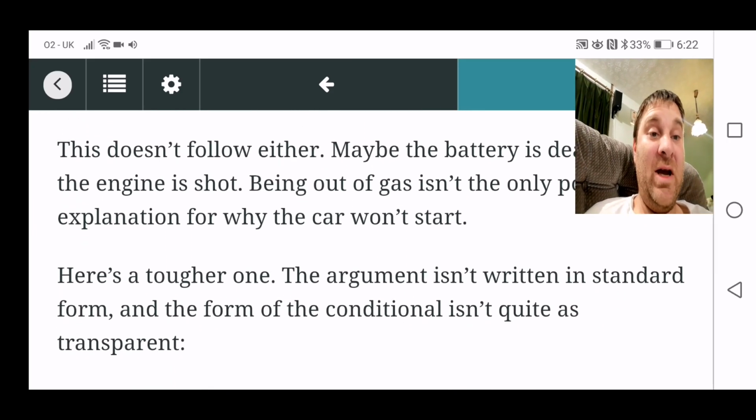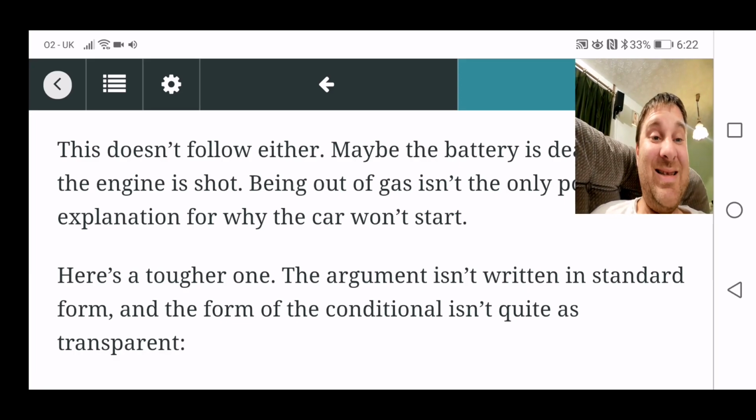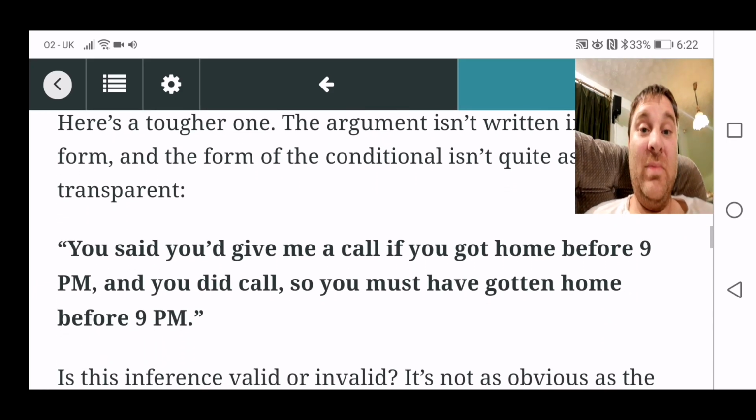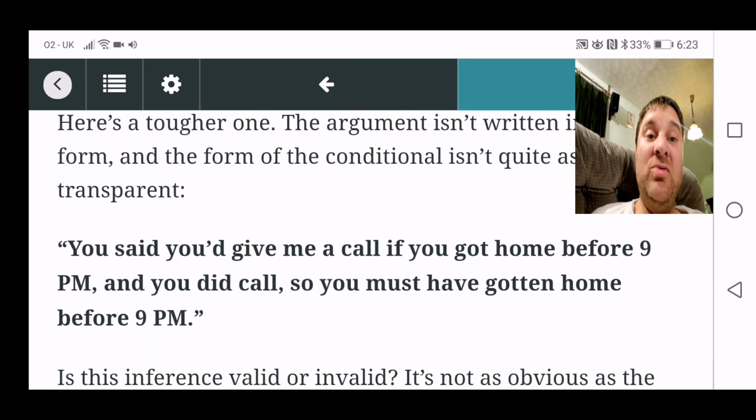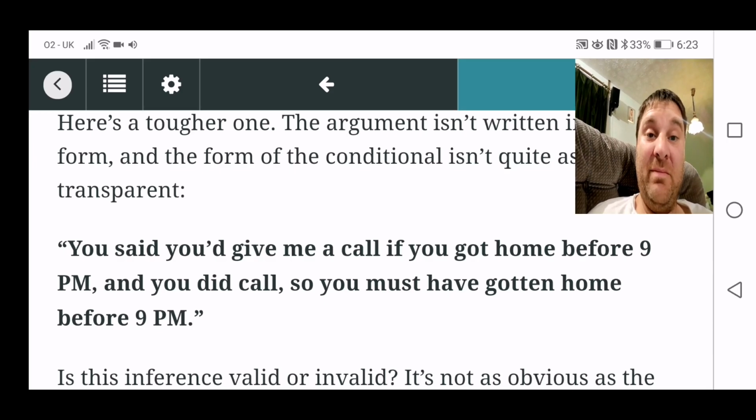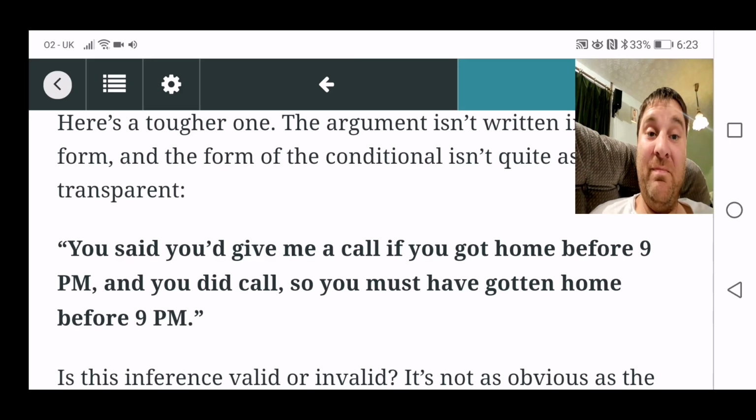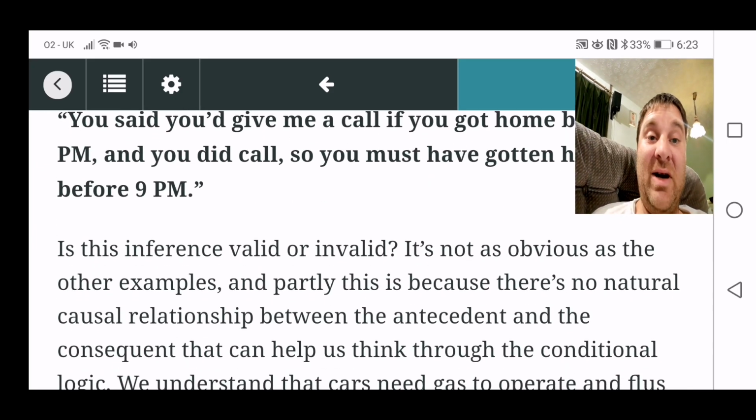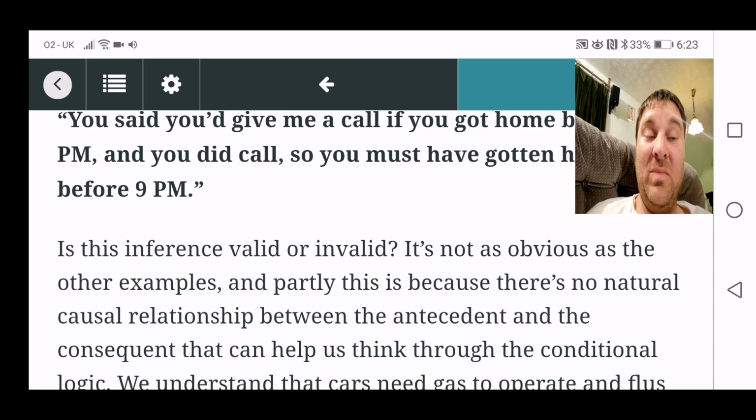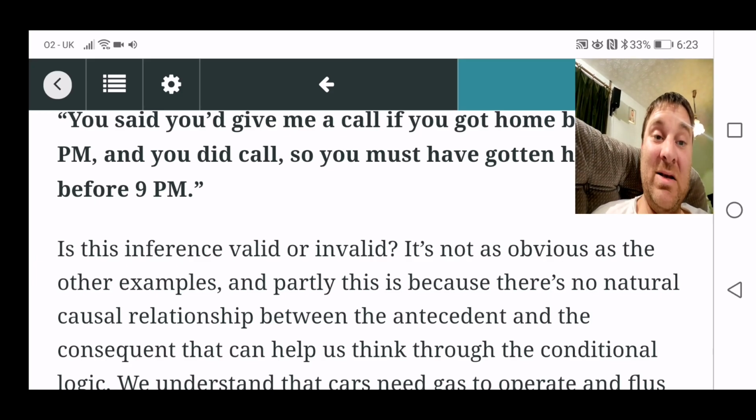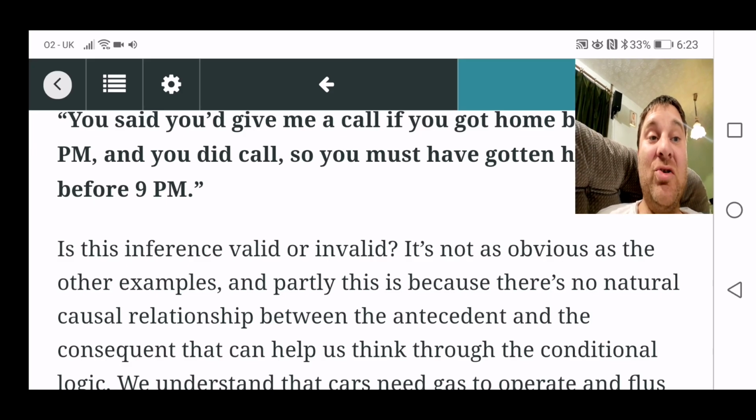Here's a tougher one. The argument isn't written in standard form, and the form of the conditional isn't quite as transparent. You said you'd give me a call if you got home before 9 p.m. And you did call, so you must have gotten home before 9 p.m. In this inference, is it valid or is it invalid? It's not as obvious as the other examples, and partly this is because there's no natural causal relationship between the antecedent and the consequent that can help us think through the conditional logic.